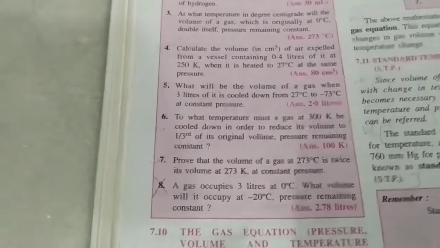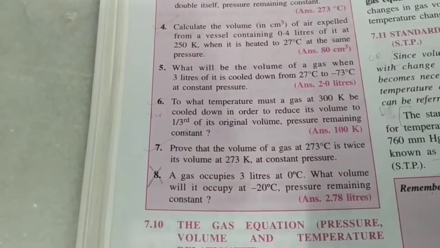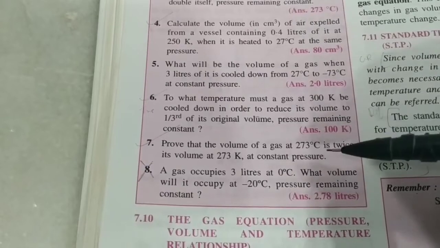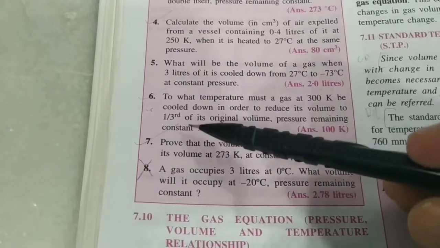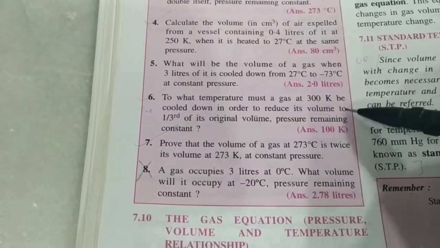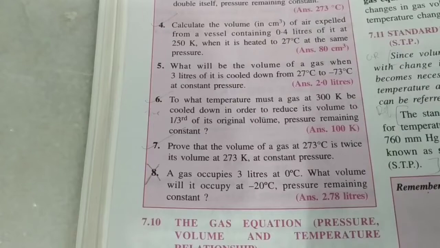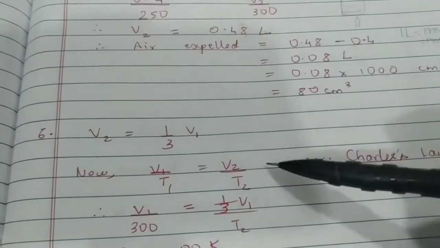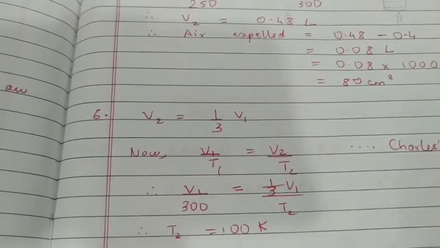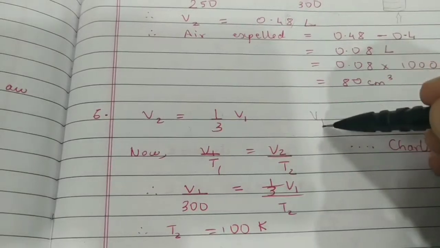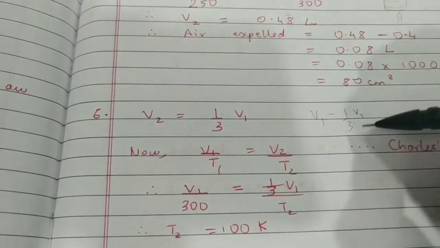Now the sixth sum, that's an IMP sum. To what temperature must a gas at 300 Kelvin be cooled down to reduce its volume to 1/3? Initial temperature was 300, new temperature is asked. They didn't mention by 1/3, but to 1/3. The volume values haven't been given, but their relationship has been given, which we will use in Charles' law. The new volume is 1/3 of V1. If the question had mentioned that the new volume is reduced by 1/3, then it would have been initial volume minus 1/3 of initial volume, which would be 2/3 of initial volume.